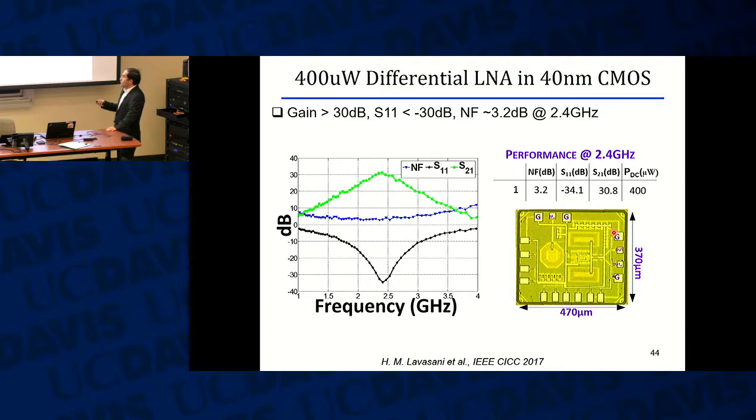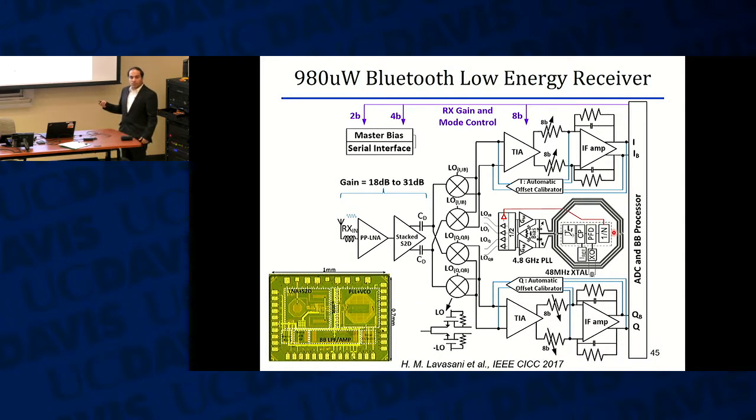Armed with this data, we now designed a full transceiver. A full transceiver has a low noise amplifier with a stacked S2D and the entire chain going into the system, the baseband side, the mixer, the entire PLL, all of these things were done. We published this in CICC. The chip you can see here is on the left side on the bottom.